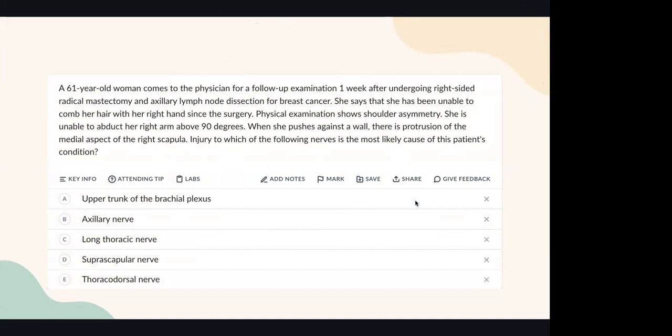Go ahead. A 61-year-old woman comes to the physician for a follow-up examination 1 week after undergoing right-sided radical mastectomy and axillary lymph node dissection for breast cancer. She says that she has been unable to comb her hair with her right hand since the surgery. Physical examination shows shoulder asymmetry. She is unable to abduct her right arm above 90 degrees. When she pushes against a wall, there is protrusion of the medial aspect of the right scapula. Injury to which of the following nerves is the most likely cause of this patient's condition?